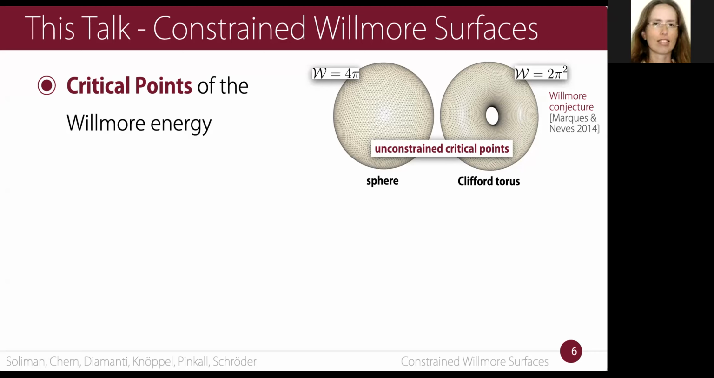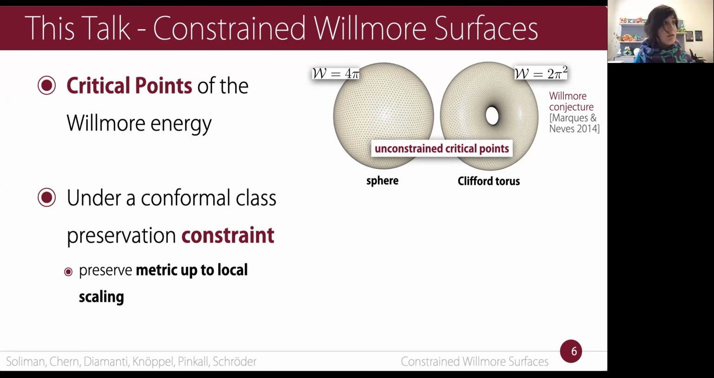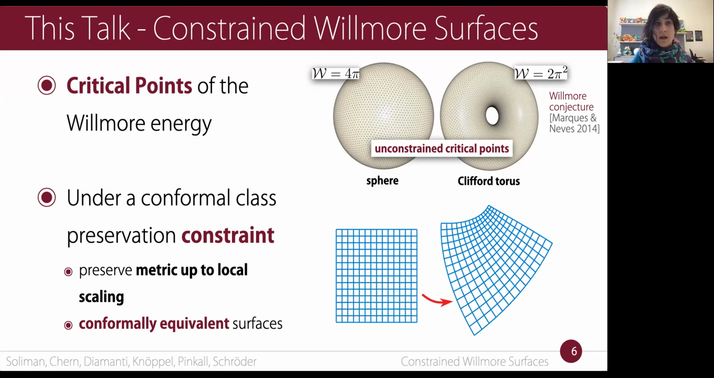Okay. Right. So we're talking about critical points of this Willmore energy that are conformally equivalent to the input. So we want the target surface to preserve the metric of the initial one up to local scalings. Meaning that the local neighborhoods of corresponding points in the initial and target surface should be scaled versions of each other. Yeah, this is what this shows.